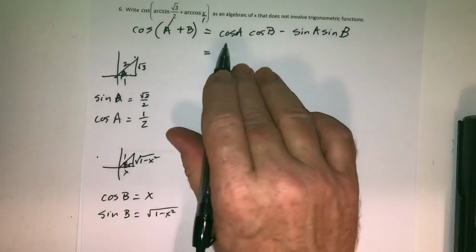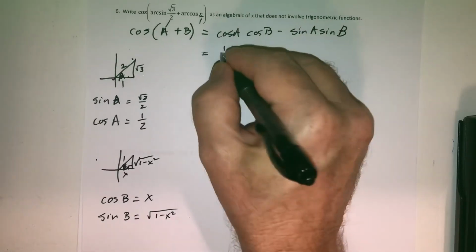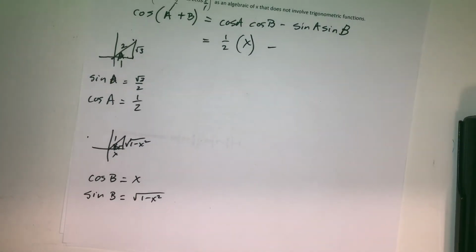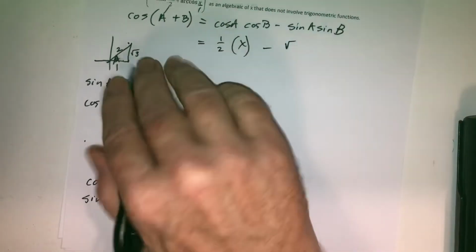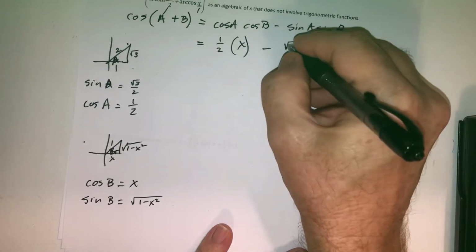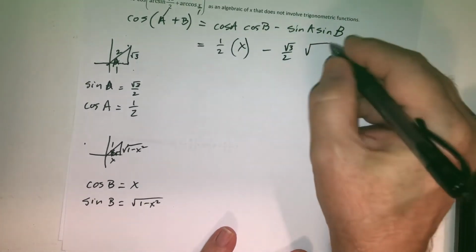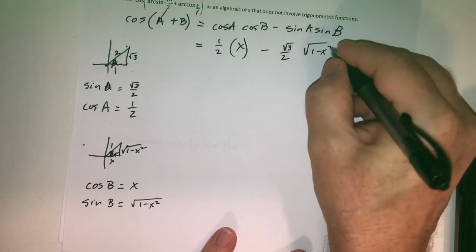The cosine of A is 1/2. The cosine of B is x, so we're multiplying those. Then we're going to subtract the product of the sines. The sine of A is the square root of 3 over 2, and the sine of angle B is the square root of 1 minus x squared.